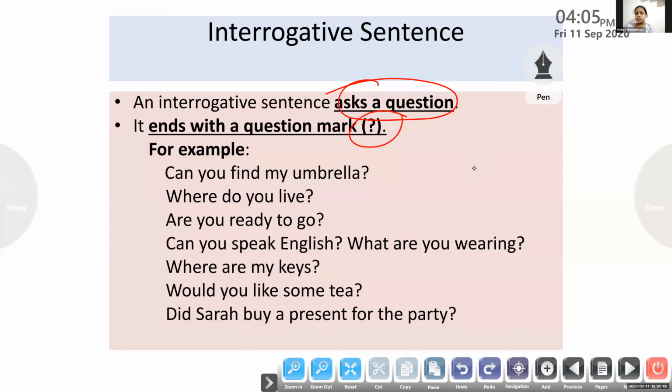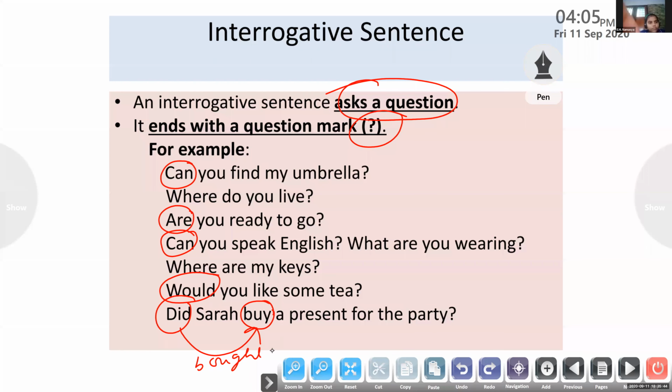Interrogative sentence. It asks a question, and question marks are very important. You can see I have used auxiliary verbs in some sentences. Are you ready to go? Can you speak English? Would you like some tea? Did Sarah buy a present for the party? If you use auxiliary verbs, we use only the base form. Though it is in simple past, we must use only the base form. Did plus buy, not bought. Remember this point always.